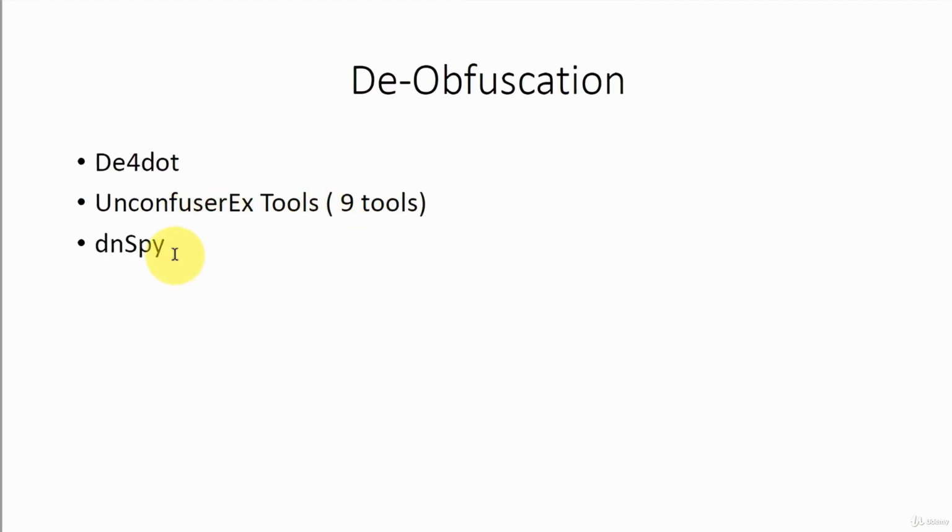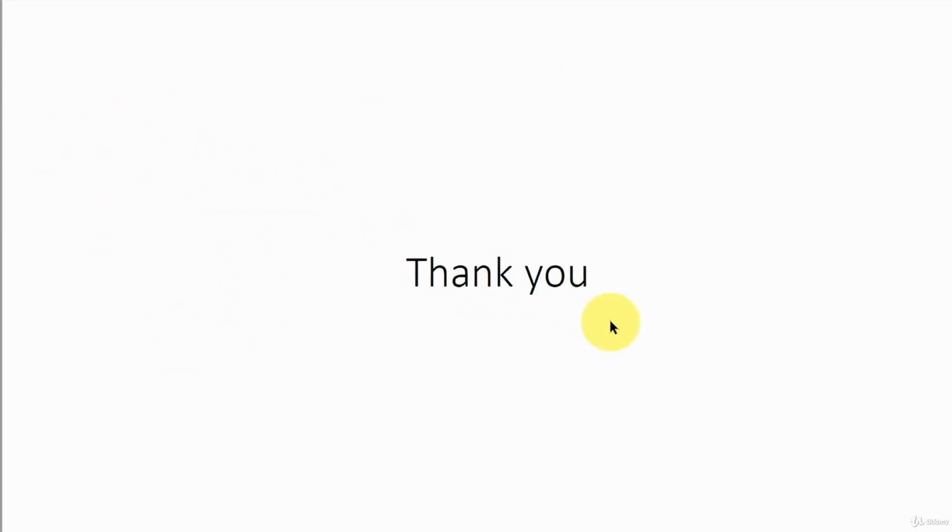We need dnSpy also. So dnSpy is used in conjunction with all the above 2 tools to unpack the .NET program that has been protected with ConfuserEx. I'm going to show you how to create your own protected .NET program and then try to unpack it using these 3 tools. So that is all.